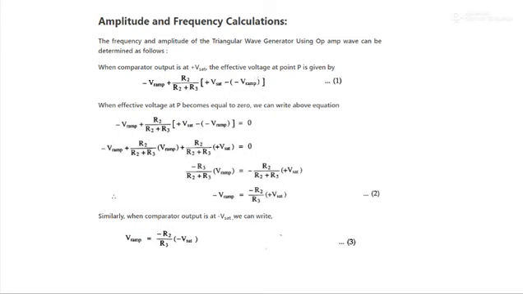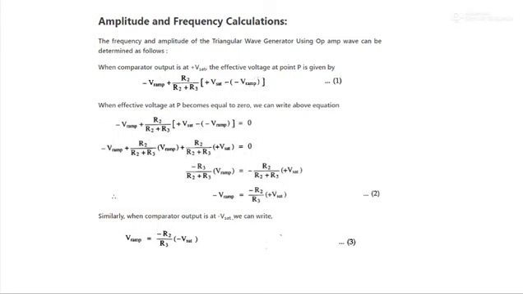Now let us see the amplitude and frequency calculation. Here our first objective is to find the frequency of the triangular waveform. If you want to find the frequency of the triangular waveform, we should first know the time period of the signal. To find the time period of the signal, we should know the peak to peak voltage. To find the peak to peak voltage, we should know the ramp voltage.